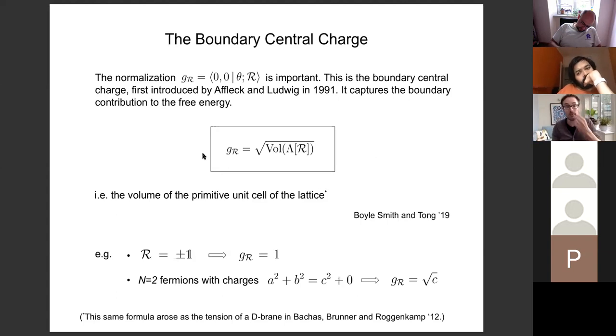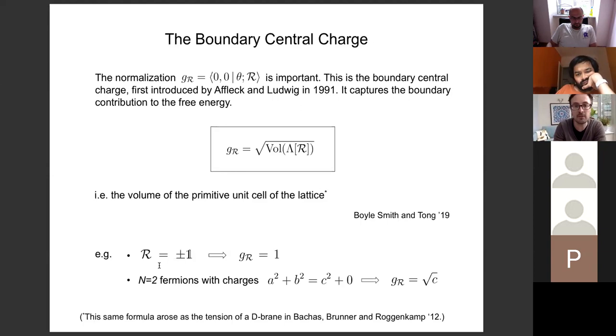We can ask, what's the central charge for our states? Well, we calculated this in the paper last year. It has this very nice, pretty expression. The boundary central charge for our chiral states is the square root of the volume of the primitive cell of that lattice Lambda. It's quite pretty. It's also quite intuitive. The more wildly different the left and right moving charges, the sparser the lattice Lambda, and the bigger the volume of this primitive cell. So if you want to impose really weird boundary conditions where left and right movers have wildly different charges, you need to have a lot of degrees of freedom on the boundary in order to do that. This somehow is capturing that number.